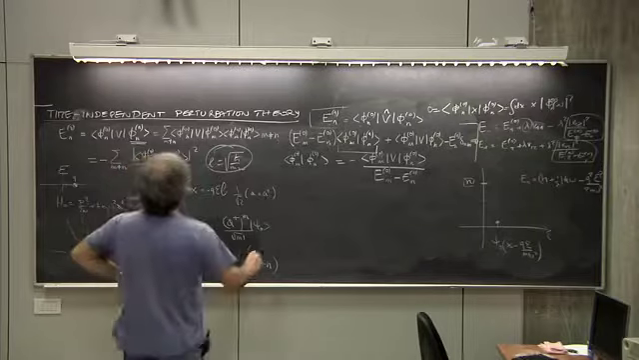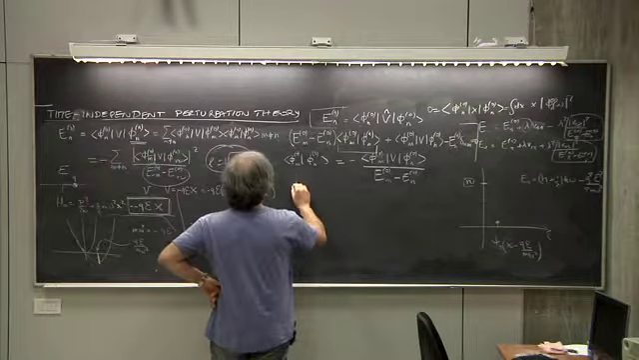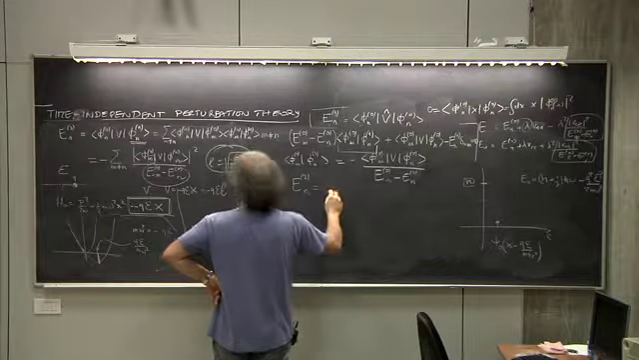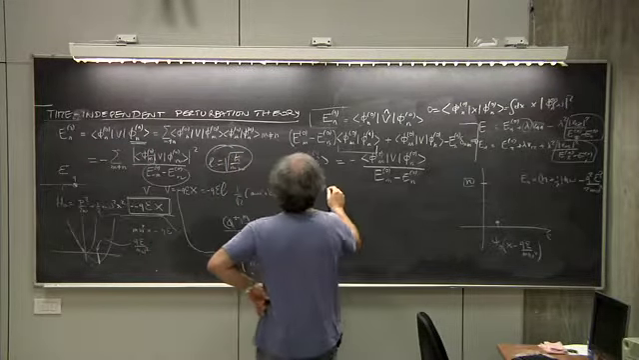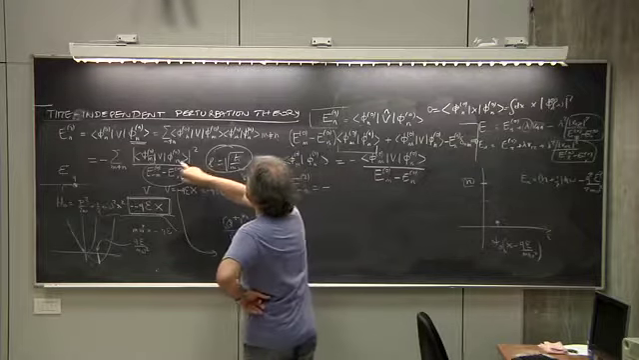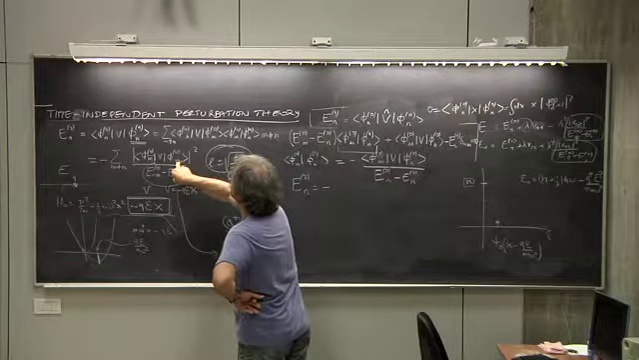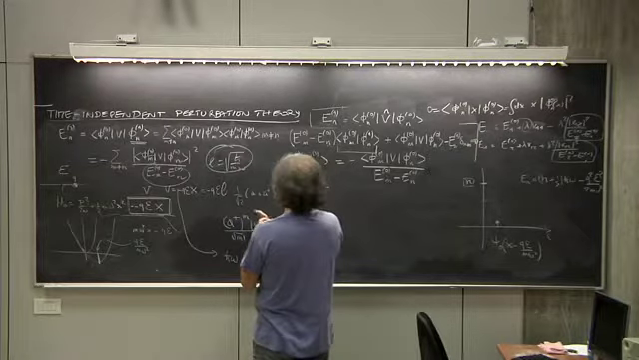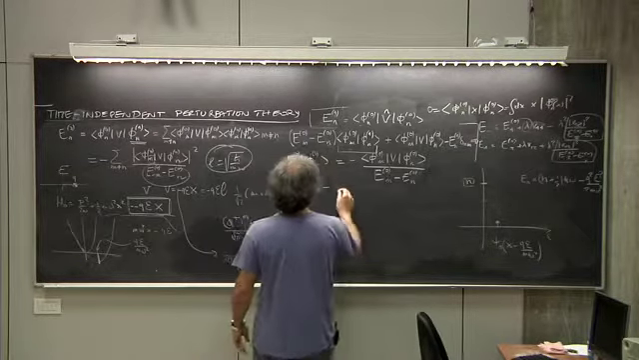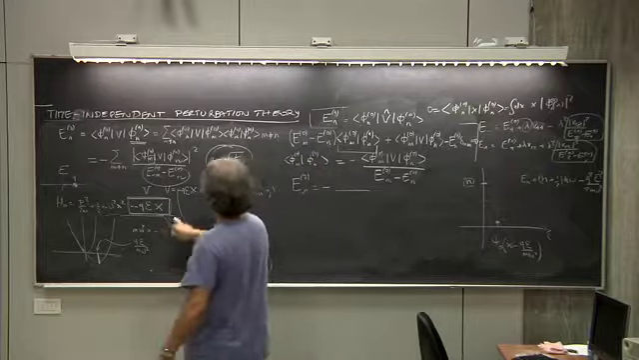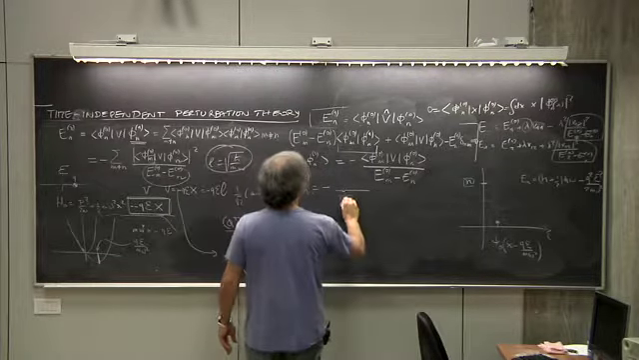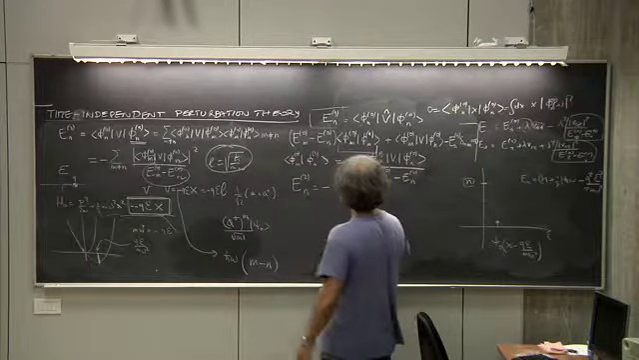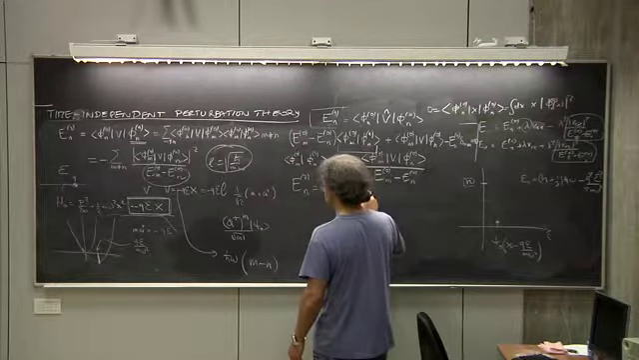So what I have is E2n equal to minus, this term here for m equal to n plus 1. So minus, the denominator is h bar omega, n plus 1 minus n, so essentially 1.